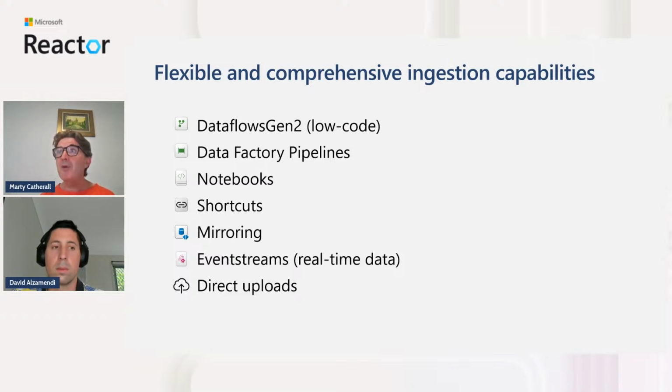Then we've got mirroring. We spent a little bit of time talking about mirroring, so I won't recap what I've already stated. Then we've got event streams, which basically handle real-time data. As the data is coming in an endless stream, you're ingesting it with your components and putting it off to an event house through an event stream. And then we've got direct upload. People are capable of directly uploading any kind of file they want to a Lakehouse and OneLake itself.